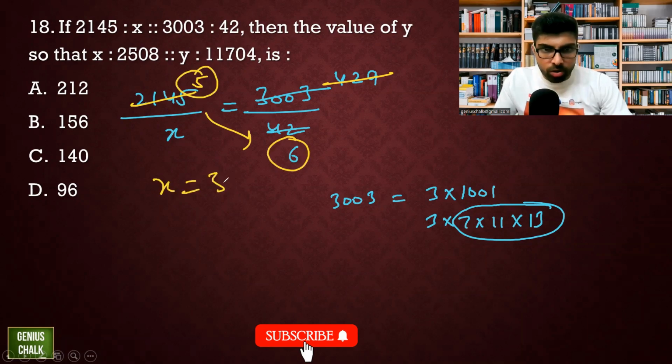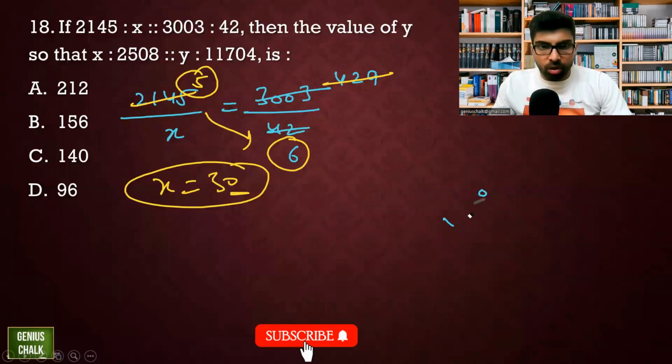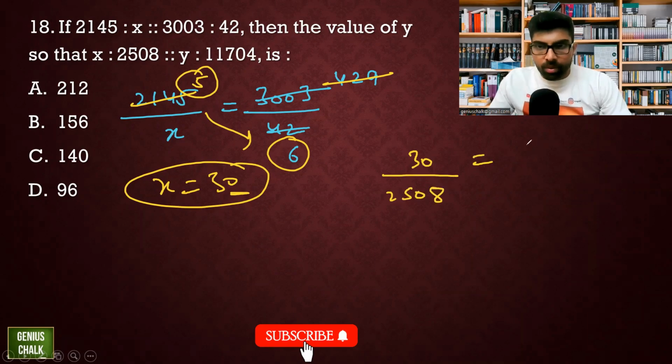As we were discussing also, X's last digit must be 10 or 0. So it is there, 30. So we have solved X as 30. Now put the value of X in the next equation. It is 30 by 2508, Y by 11704. Now solve it again.